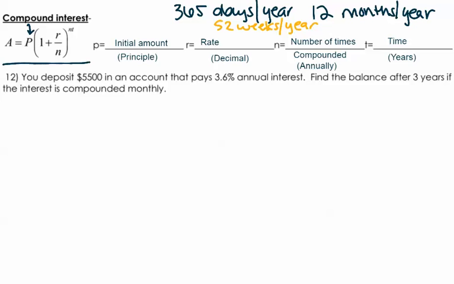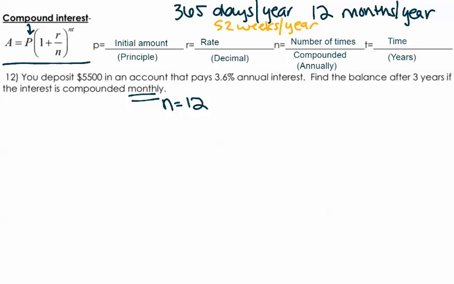As we look at this first example, you're depositing $5,500 in an account that pays 3.6% annual interest. Find the balance after 3 years if the interest is compounded monthly. Now we're expecting you to know that monthly means n equals 12. That means you have to know that there are 12 months in the year. The number of times it's compounded monthly is 12.